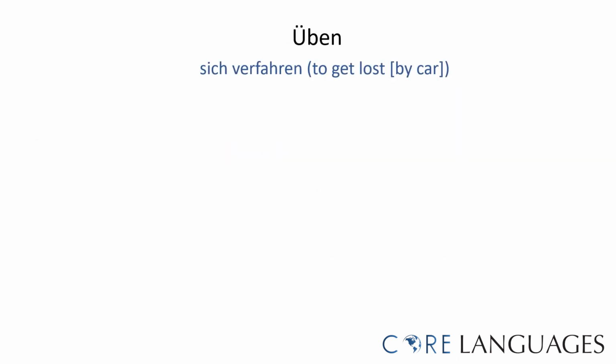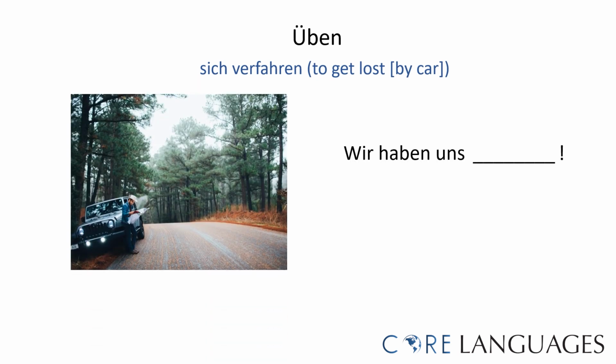And how about this example? Sich verfahren, to get lost by car. Wir haben uns vergefahren or verfahren. Sich verfahren is an inseparable prefix verb, so we do not use ge. The correct past participle is verfahren. Wir haben uns verfahren. We have gotten lost.